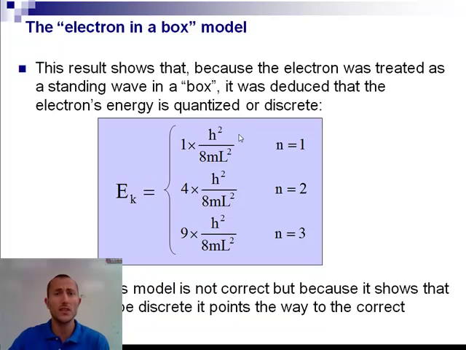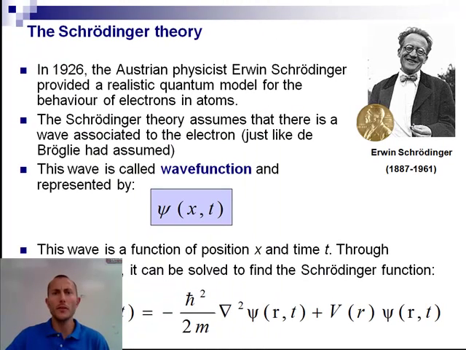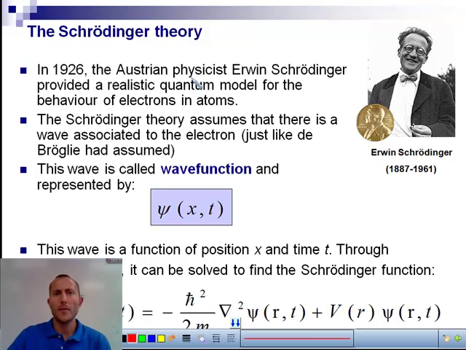Based on this equation, there were only specific amounts of energy that any electron in an atom could have based on the length of that box. And so it helped to fit in that idea of discrete energy levels, even though it was eventually shown to be inaccurate. Now, a number of years later, a scientist came along named Erwin Schrödinger, and Schrödinger came up with a much more accurate quantum model for the behavior of electrons in atoms.